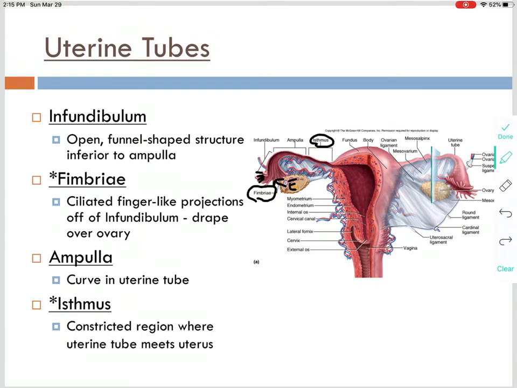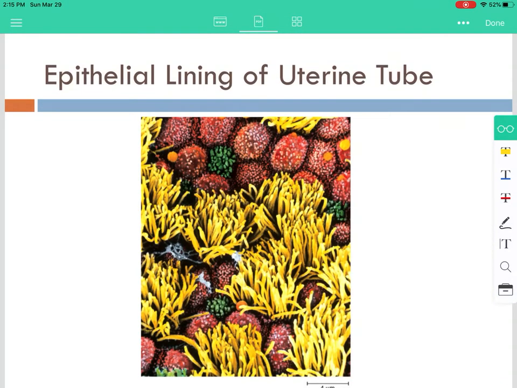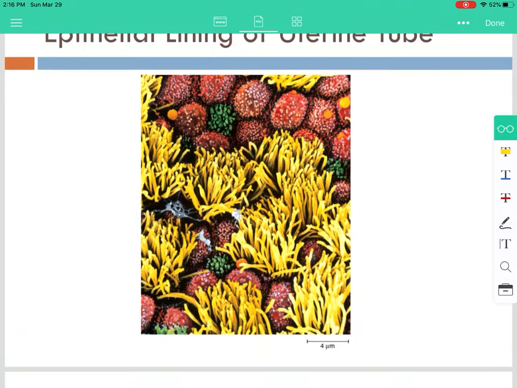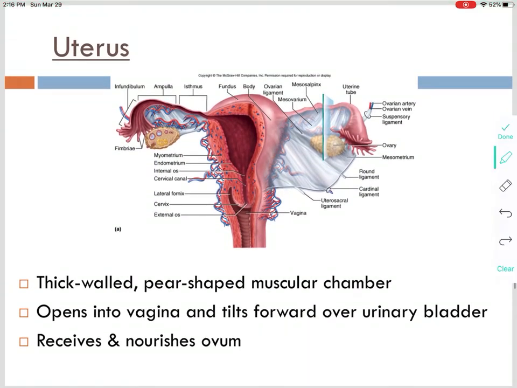The isthmus happens to be the region of the uterine tube closest to the uterus. The inner lining of the uterine tube has long cilia, oftentimes pseudostratified ciliated columnar, which helps in ciliary motion to push the egg along the uterine tube and towards the uterus. Which brings us to the uterus.